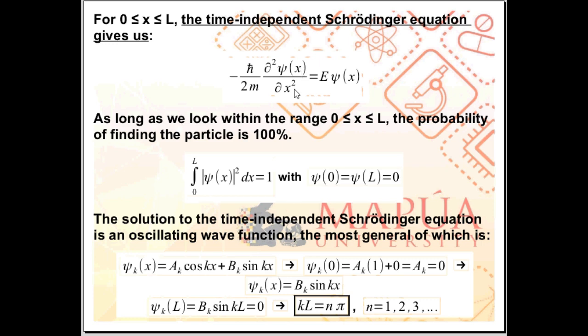Notice, you double differentiate with respect to x and still end up with psi. So you double differentiate small psi and still end up with psi. That means you have an oscillating function, say a sine function or a cosine function. For an oscillating wave function, the most general form is given by a cosine of kx plus b sine of kx.